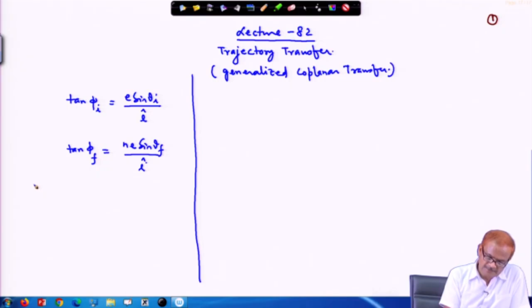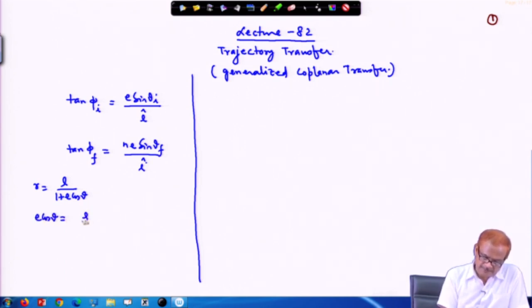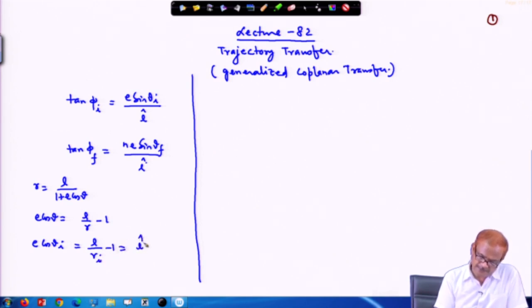Now we utilize the relation r equal to L by 1 plus E cos theta to get the value for theta. So, E cos theta will be L by r minus 1, and E cos theta I we can write as L by r I minus 1. So, this gets reduced to L cap minus 1, and based on this we can write sin theta I equal to under root of 1 minus cos theta I square.